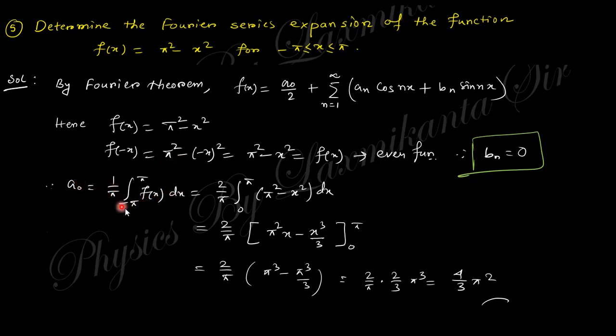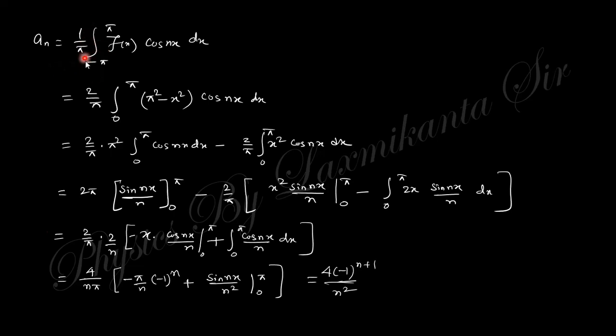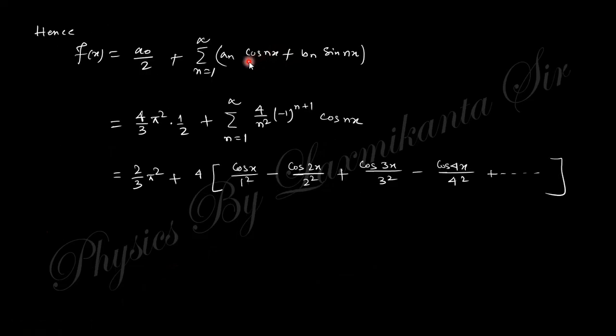So a0 is nothing but 1 by pi, integral from minus pi by 2 to plus pi, f of x dx. So put the f of x and take the integration, and you will get a0. For an, put this f of x cos nx, and taking the integration by parts here, you can easily find out the value of an. So put this value of an, because bn equals 0, and you can easily find the solution. I think it is clear.